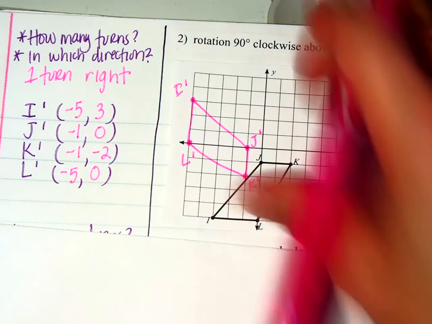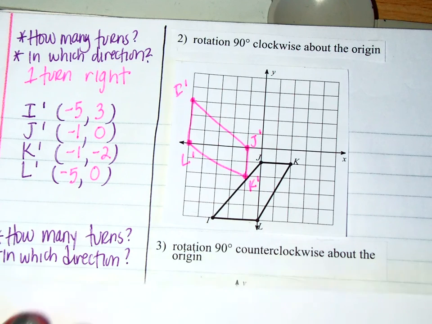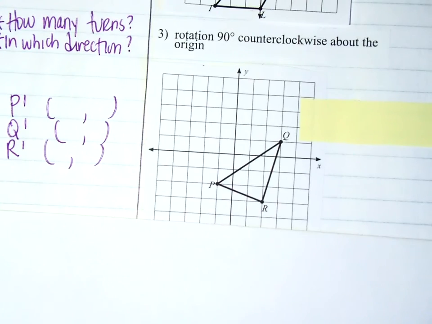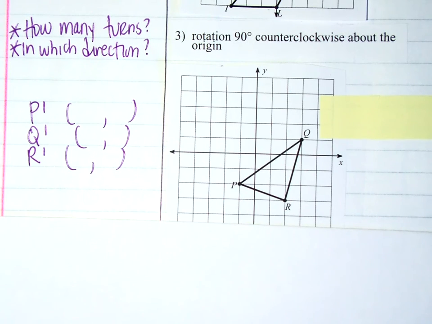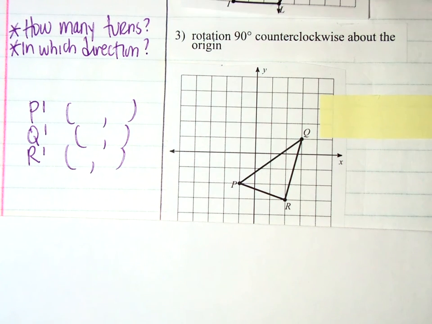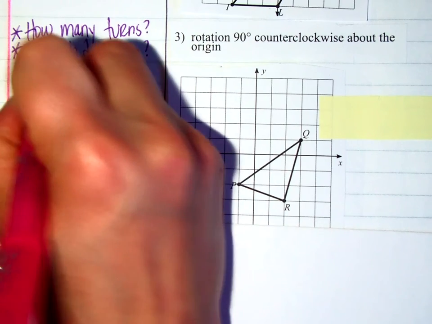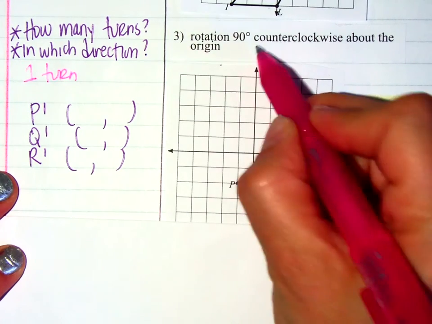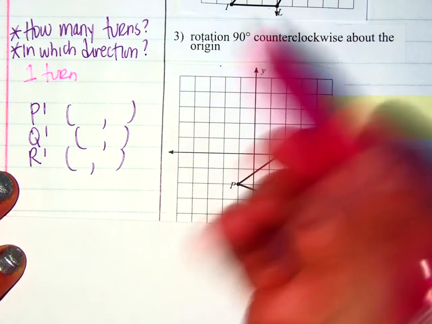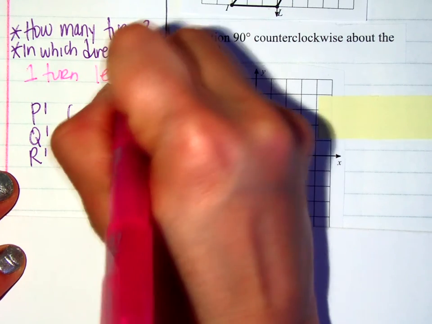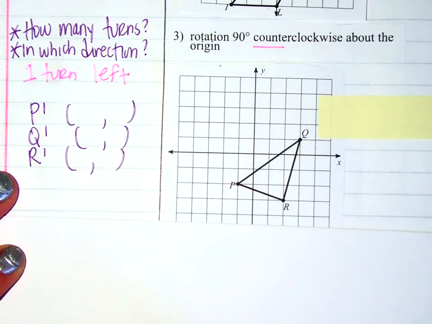Okay. Our next picture tells us that we need to rotate it 90 degrees counterclockwise about the origin. So 90 degrees counterclockwise, what does it mean? How many turns and in which direction? Okay. So 90 degrees I know is one turn. And counterclockwise is against the clock. So instead of going right, we're going to go left this time. Okay, we have to. It says counterclockwise.